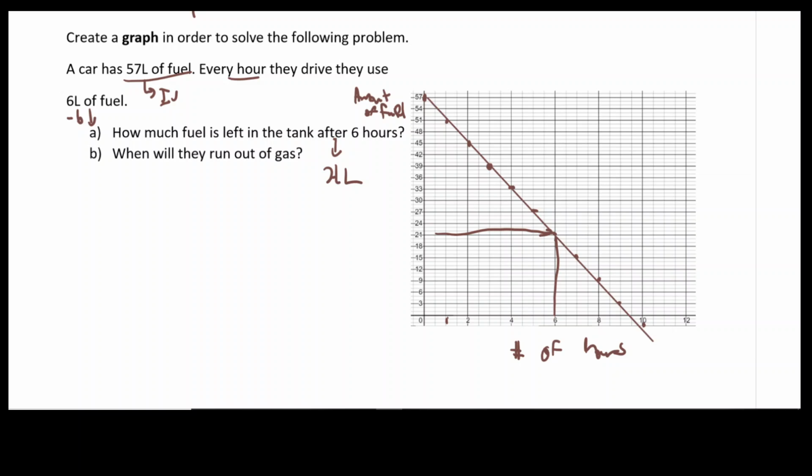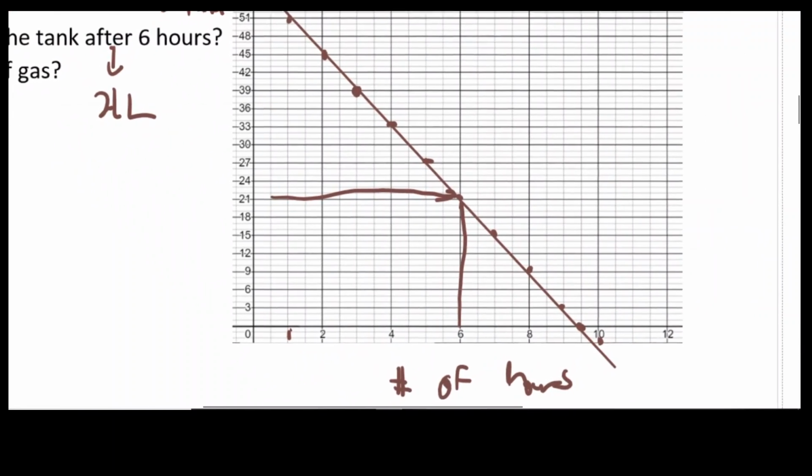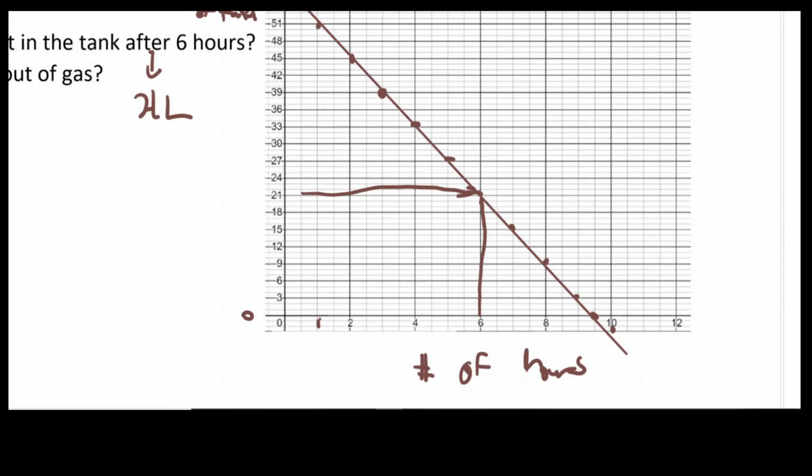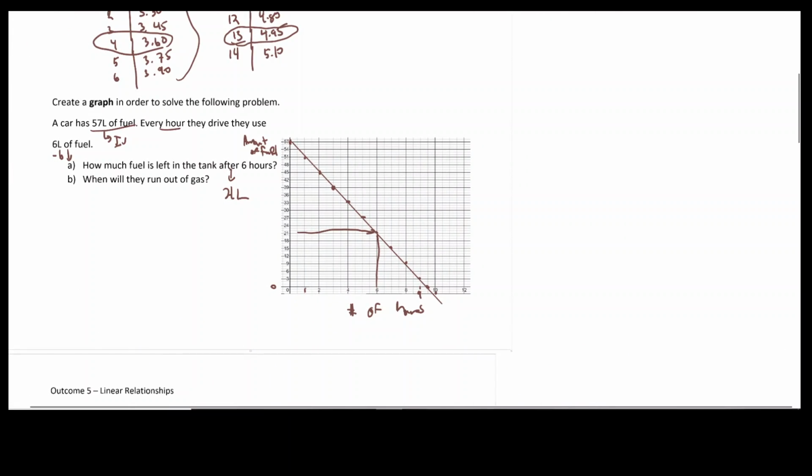When will they run out of gas? So we got to follow along. When do they hit bottom? It should be right there where they run out of gas. They have 0 fuel left in the tank. So remember, that's on the axis there. So this is 9, that's 10. So it should be right on 9.5 hours if you had your ruler in the right spot.